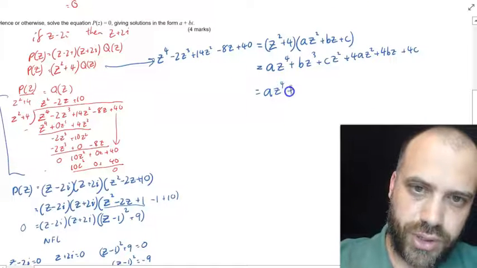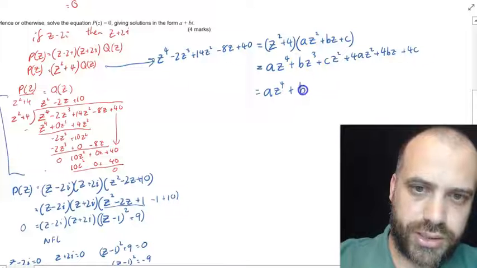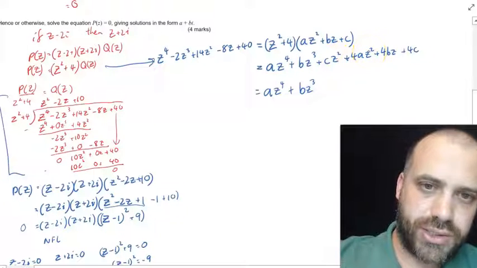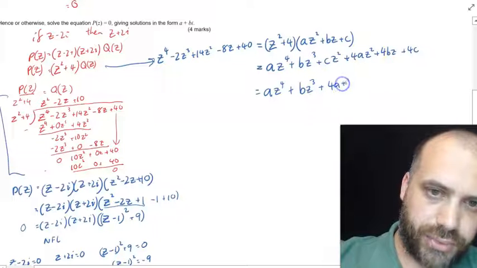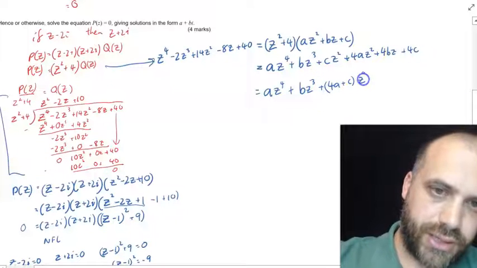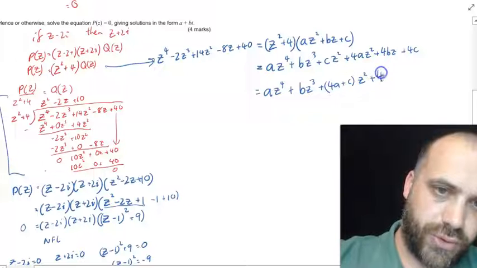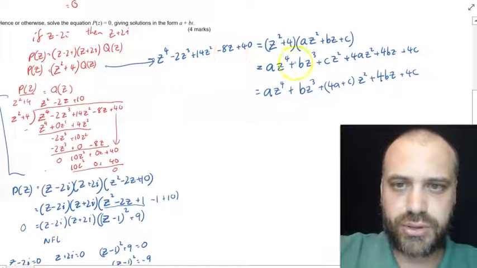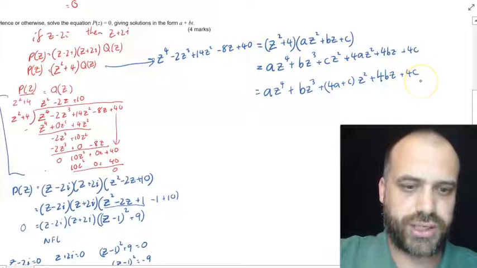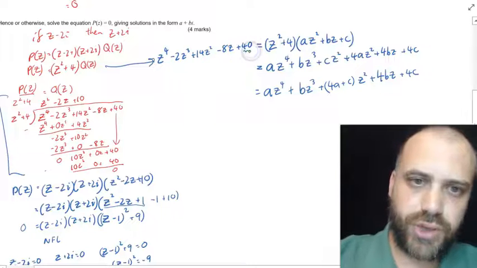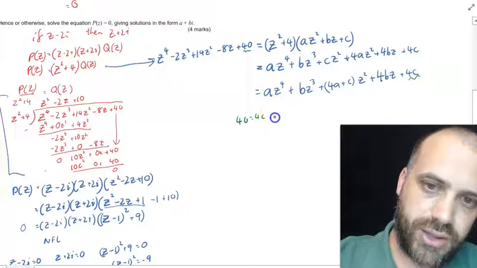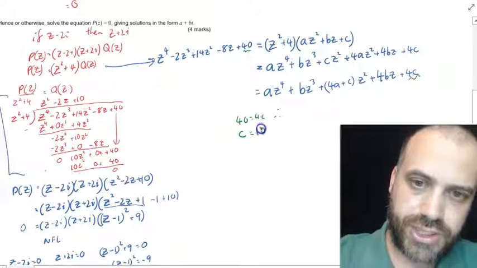Now I can group some like terms here. az to the 4 plus... I've only got one z cubed term, bz cubed. I have cz squared plus 4az squared, so that's going to be 4a plus c, z squared. I have 4bz and I have 4c. How is that useful to me? Well, now I can equate terms between the left-hand side and the right-hand side. So you can see my constant term 40 and my constant term 4c. So 40 equals 4c, therefore c equals 10.